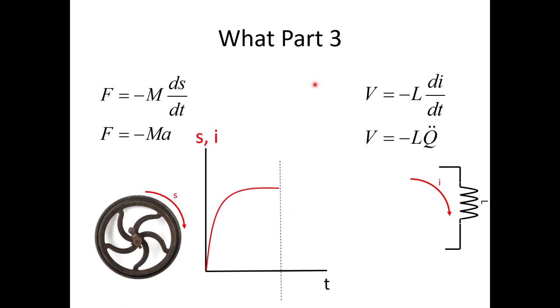Okay, so that is how the inertia in a wheel and the inductance of an inductor are analogous to each other. How they work the same, where you can treat the current in an inductor the same as the speed of a flywheel.